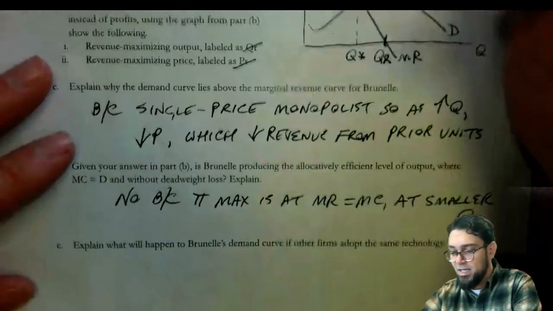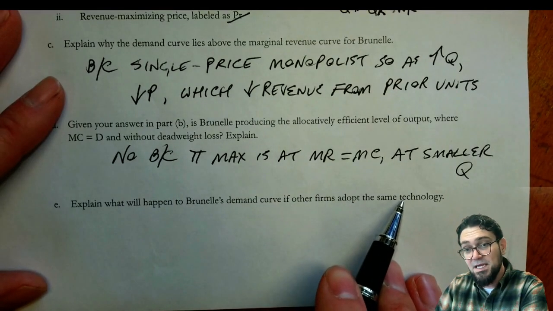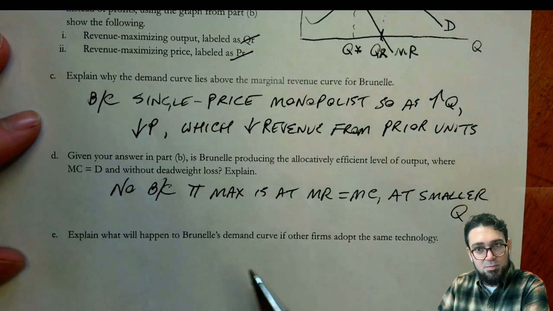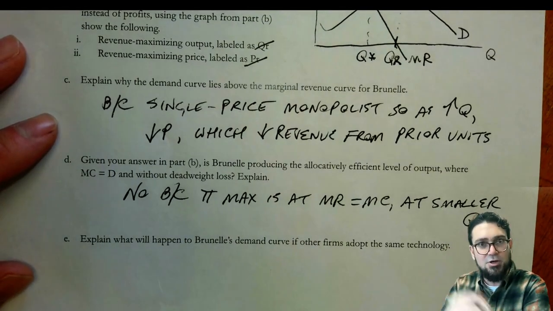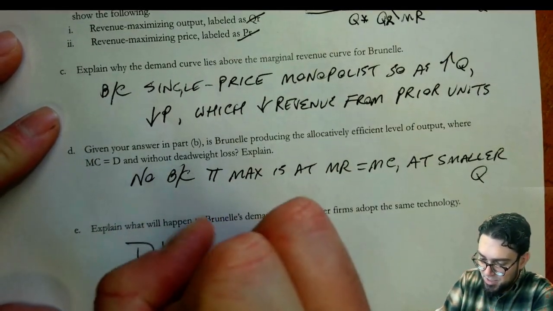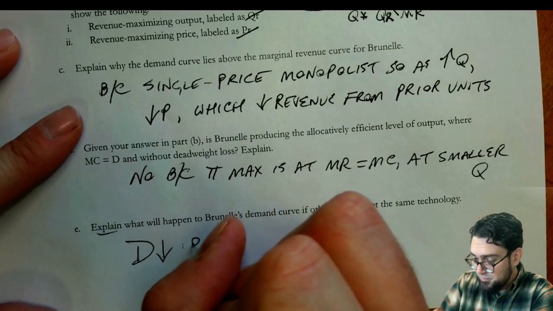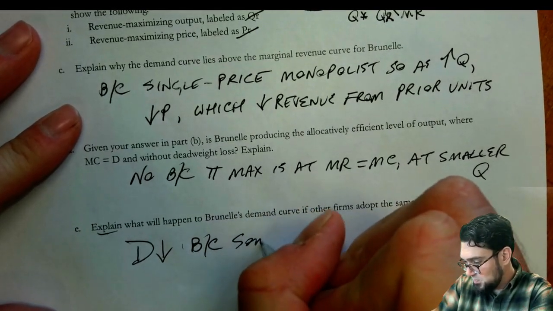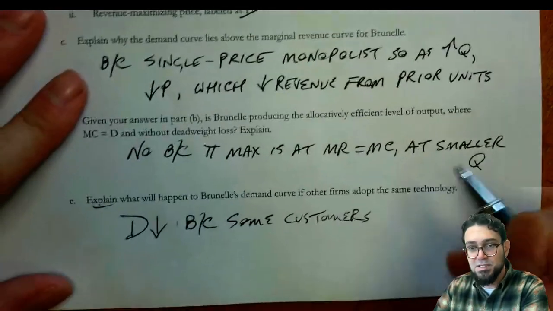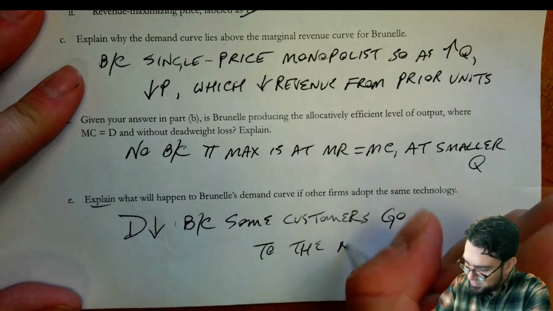And then last but not least, explain what will happen to Brunel's demand curve if other firms adopt the same technology. So if other firms jump in, what's that going to do to this firm? It's going to shrink their market. It's going to cause their demand to decrease because other people would buy it from somebody else. So we would say demand would decrease. It does say explain. Demand decreases because some customers go to the new firms.